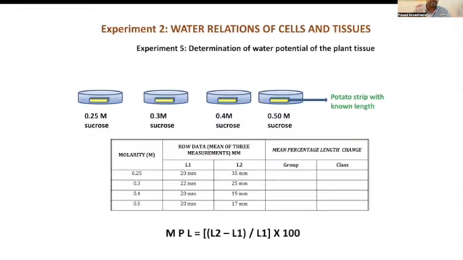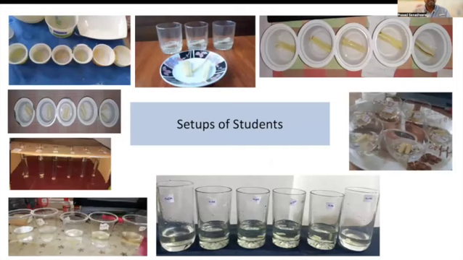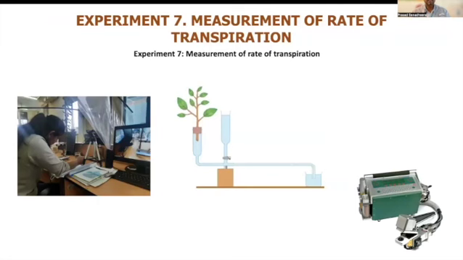different colors. Experiment where they do the water relations of cells and tissues, and here you can see they have somehow made the serial dilutions of solutions. So they explained to us how they did it. So they have achieved the learning outcome that is stipulated. And this is another one.